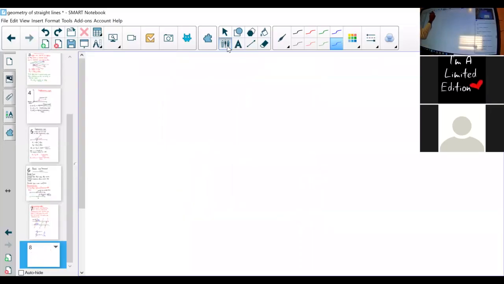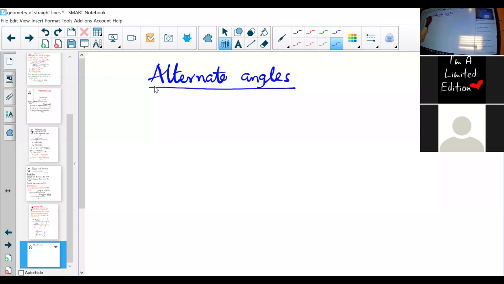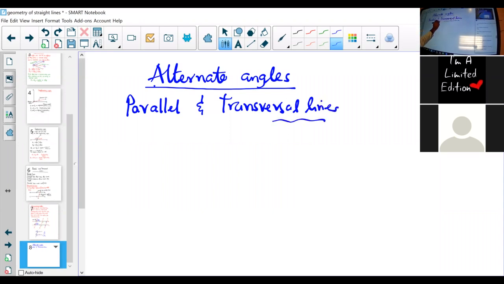If you have a question, please type in alternate angles. Again, for me to have alternate angles, I must have, remember, parallel and transversal lines. These are compulsory. I must have these two in. Now, what are alternate angles? Angles that lie on opposite sides of the transversal.